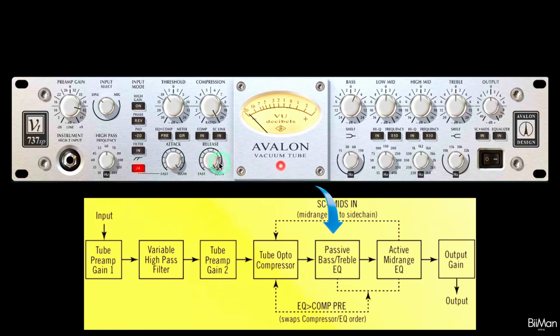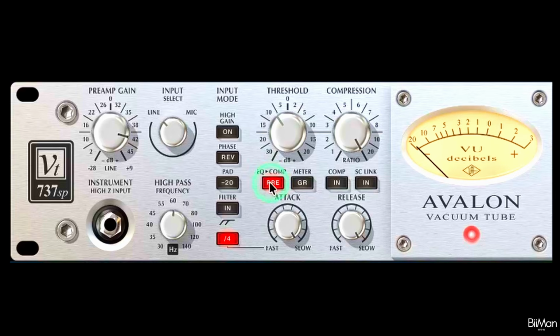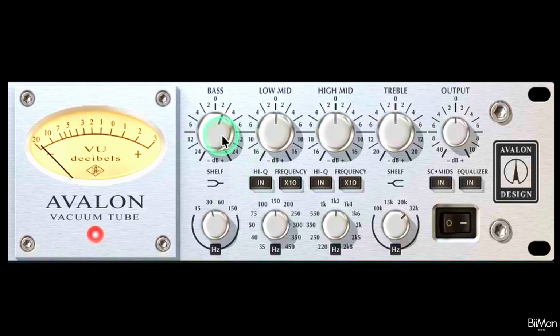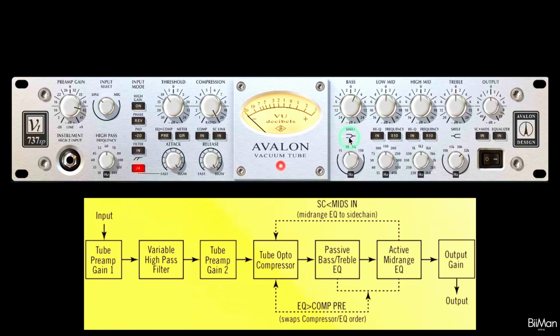From here, the signal goes into the EQ. This is considering that the EQ COM pre switch is not turned on. If turned on, the signal goes into the EQ first before the compressor. When the signal reaches the EQ, it first goes into the passive bass and treble EQ, which are shelf EQs, before it goes into the active mid-range EQ.